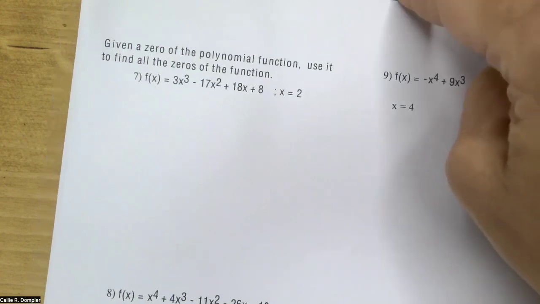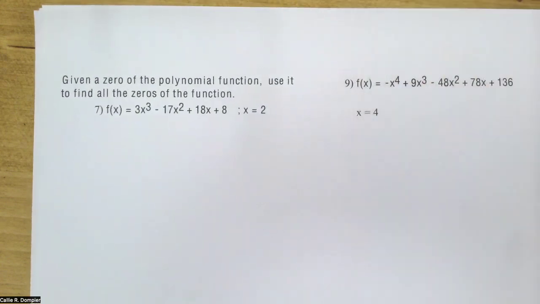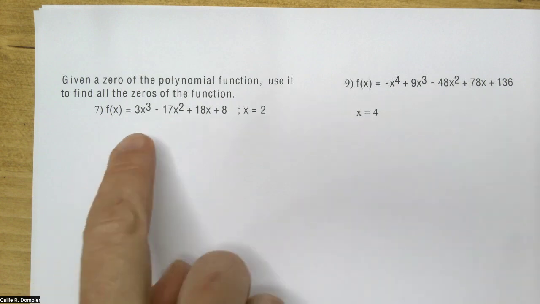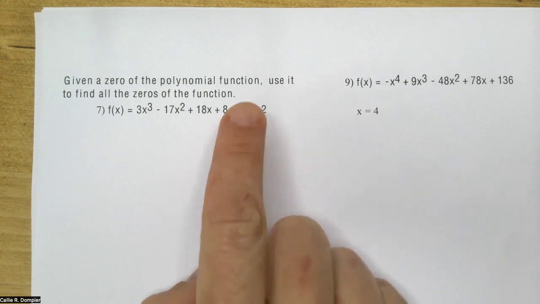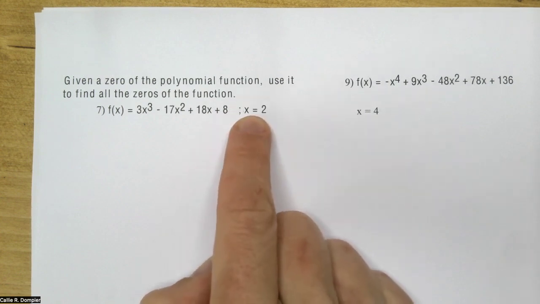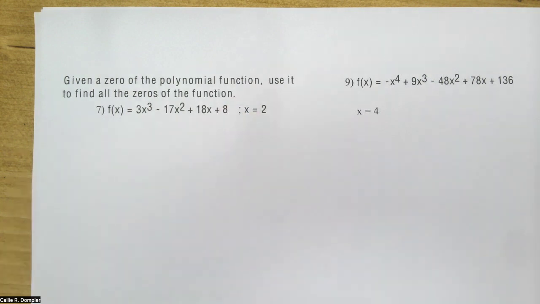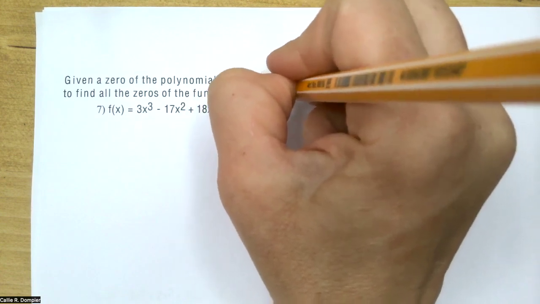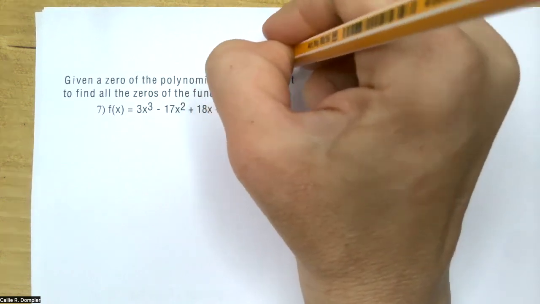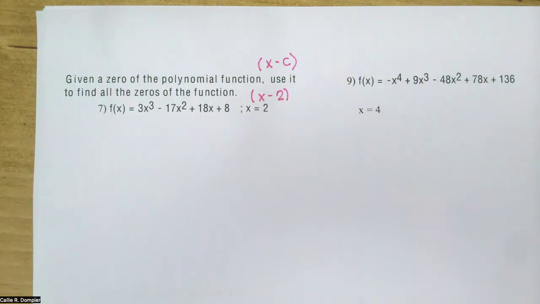So number 7, given a root of the polynomial, given a 0 of the polynomial function, use it to find all the zeros of the function. Here we have f of x equals 3x cubed minus 17x squared plus 18x plus 8. And the 0 we are given, not the factor, notice, the 0 is x equals 2. So x equals 2, if it were a factor, it would be x minus 2, right? Because the factor is always x minus that root.